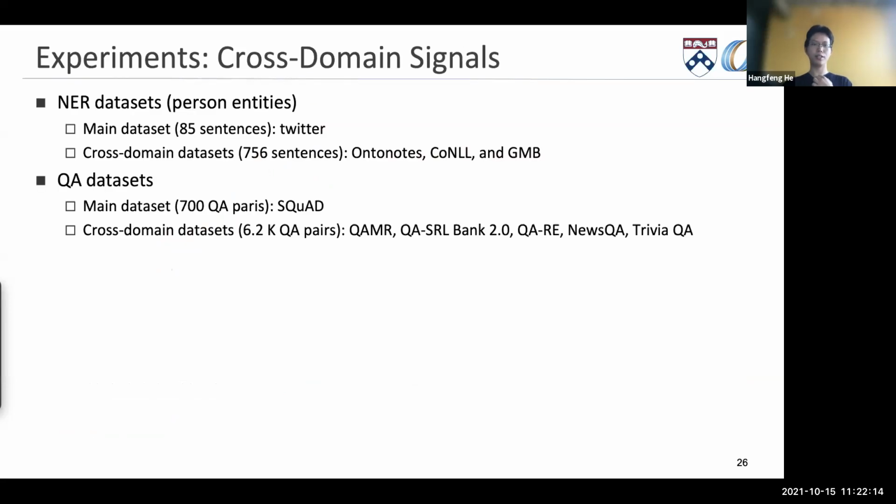We also evaluate PABI in a cross-domain setting. Here, cross-task signals are a special type of incidental signals. We will always assume that we have a small main data set and large-scale cross-domain data sets. In NER, we use Twitter as the main data set and 3 other large cross-domain data sets. And in QA, we use SQuAD as the main data set and 3 other cross-domain data sets. As for the model, we use BERT, and we use joint training and pre-training to make use of incidental signals.